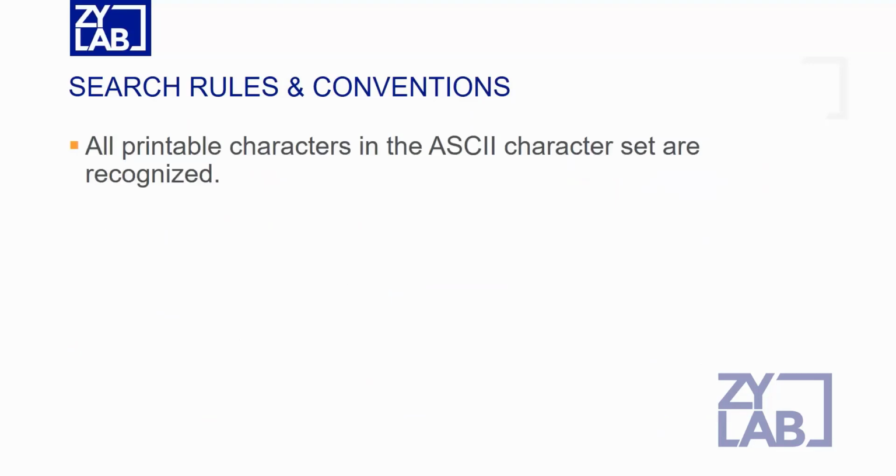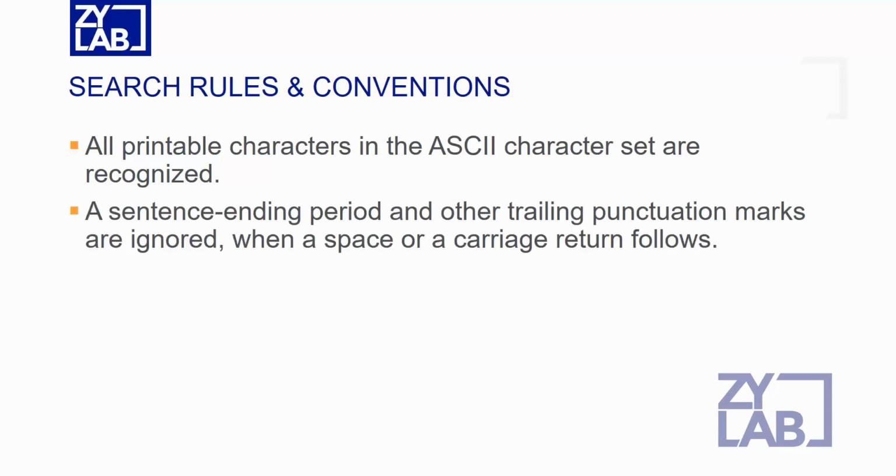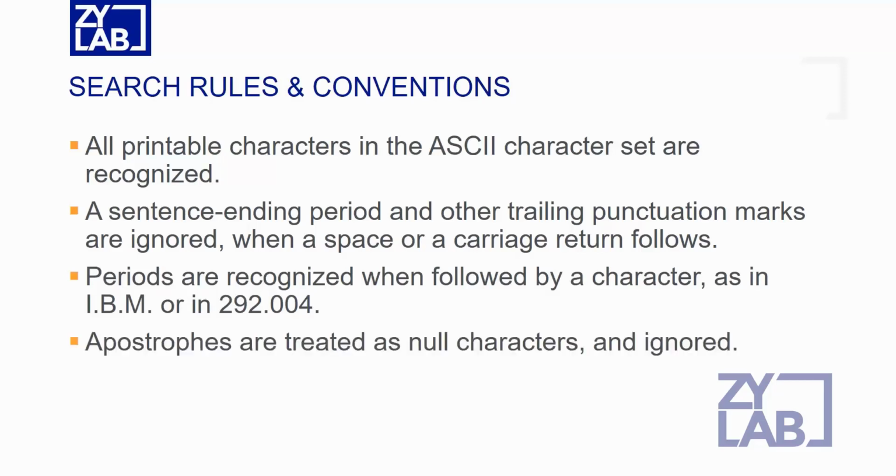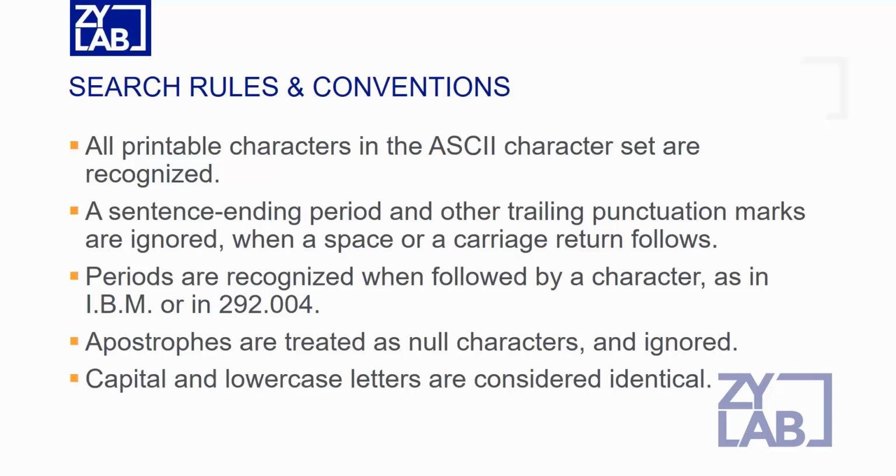All printable characters in the ASCII character set are recognized. A sentence-ending period and other trailing punctuation marks are ignored when a space or carriage return follows. Periods are recognized when followed by a character, as in IBM or numerical values. Apostrophes are treated as null characters and ignored. Capital and lowercase letters are considered identical. This means operators such as and or do not need to be capitalized.